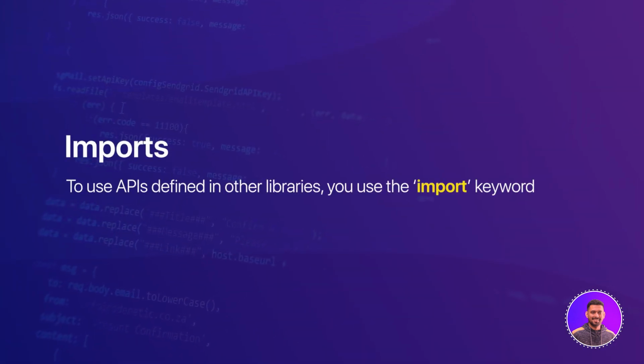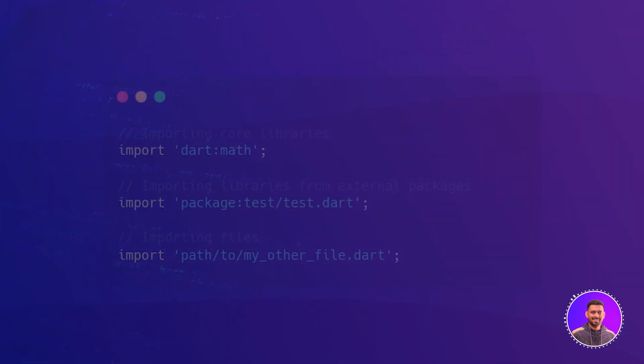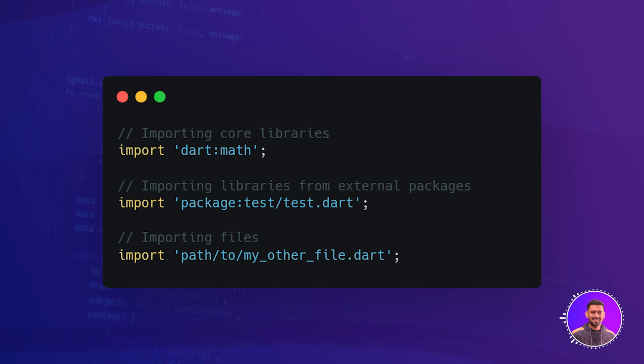To use APIs defined in other libraries, you can use the import keyword. Let's look at how to import core libraries, external packages, and specific files.